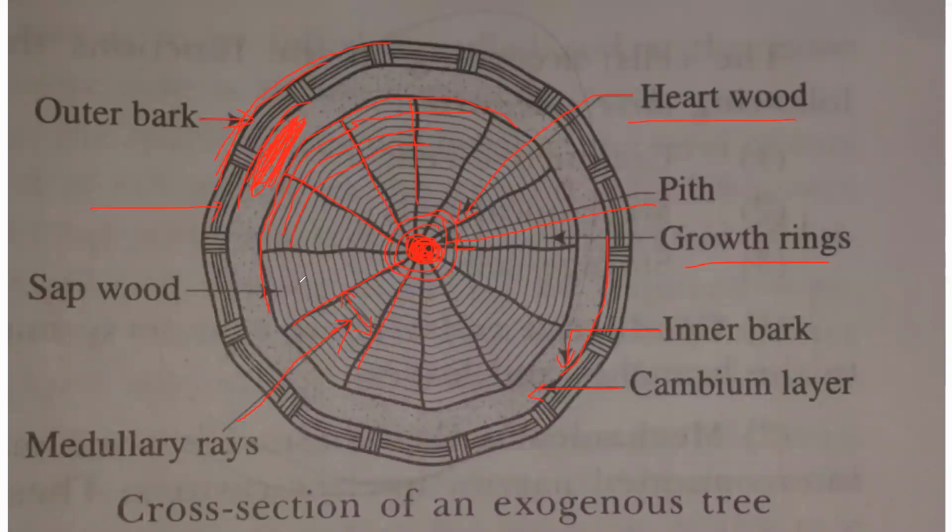As you go inside, you will get heartwood. Then after heartwood, the centermost portion of the wood is called pith. Then for these growth rings there are lines again, which are perpendicular, and that is called medullary rays. Understood these components? Now one by one we will study these components.